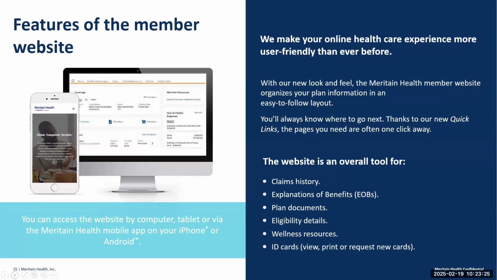But you're able to look up your claims history if you need an explanation of benefits, if you want to look at your full plan document and see exactly how things are covered. Eligibility, all your wellness resources. Let's say you lost your ID card, you need a new one. You can go ahead and order yourself one right off of the portal.